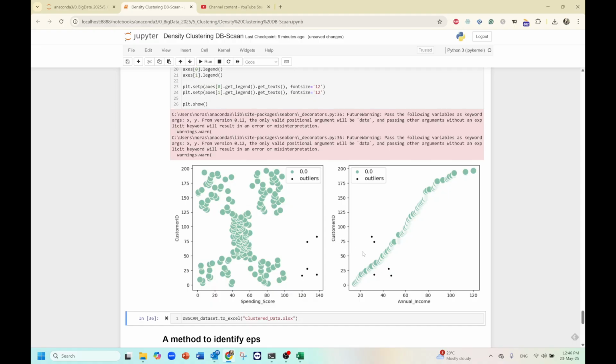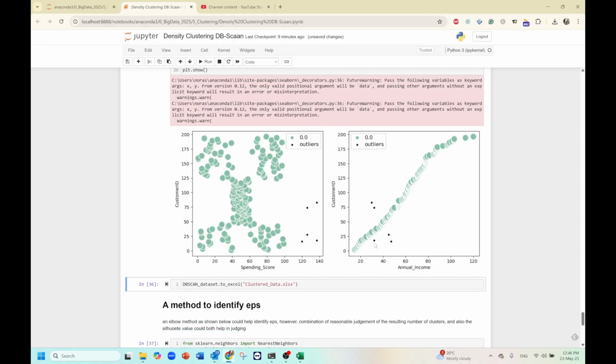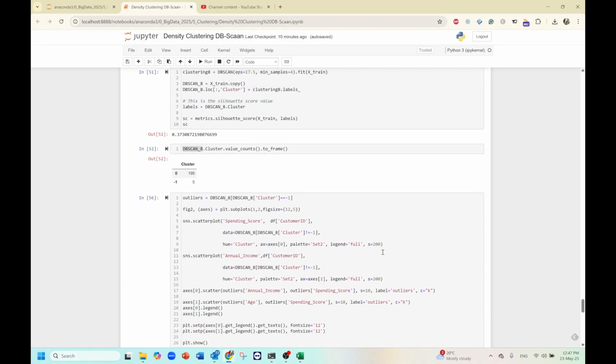So customer ID 1, 2, 3, 4, 5. Okay, that's not bad. Don't you think this is a better representation of outliers? Everyone else is within this shape. You see, spending score is the key. All these guys are very close to one another, but 1, 2, 3, 4, 5 aren't. Same here. All this is a straight line. 1, 2, 3, 4, 5. So what do we gather from here?